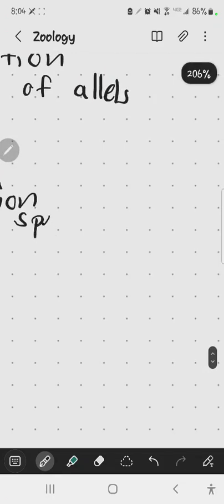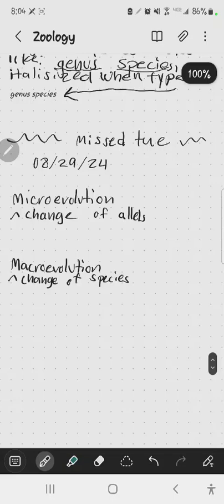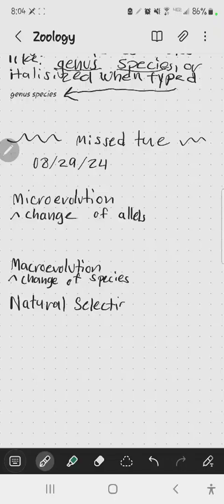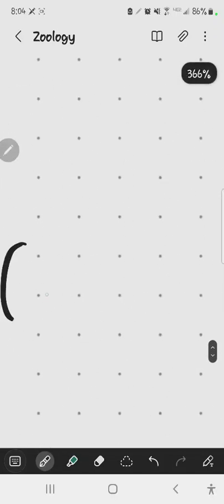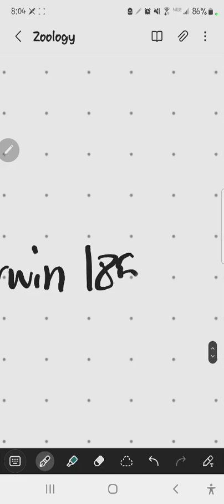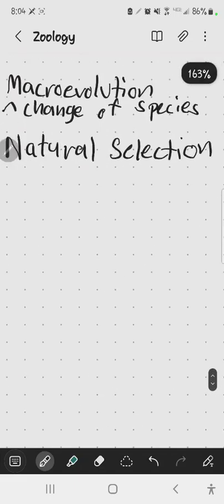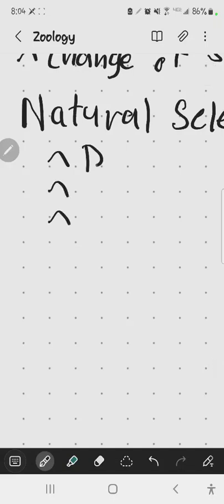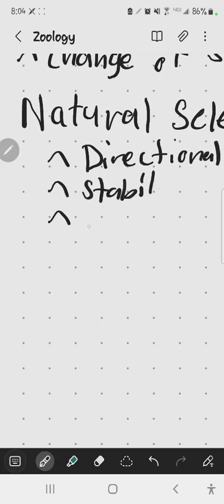Natural selection, which was the first. So natural selection, and this was by Darwin in 1859, when Darwin published this one. We've already described last time the three different flavors of natural selection, which would be directional selection, stabilizing selection, diversifying or disruptive selection.